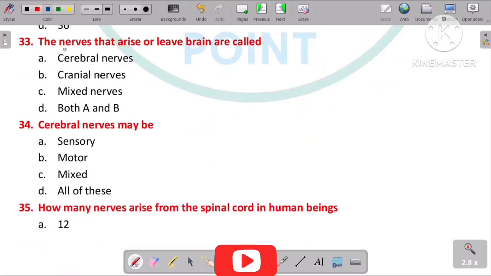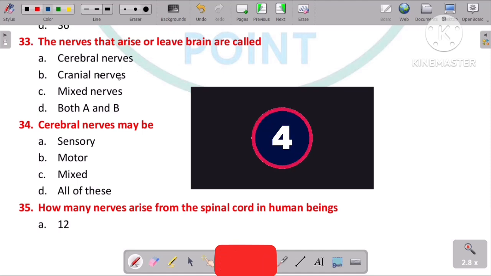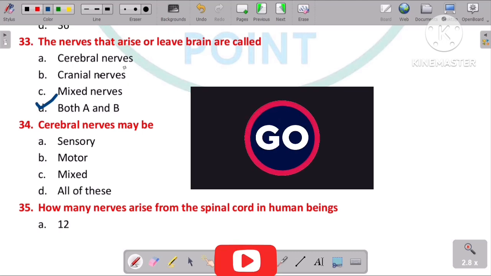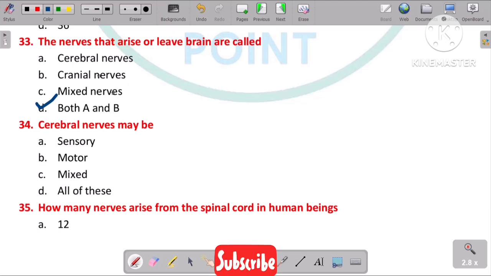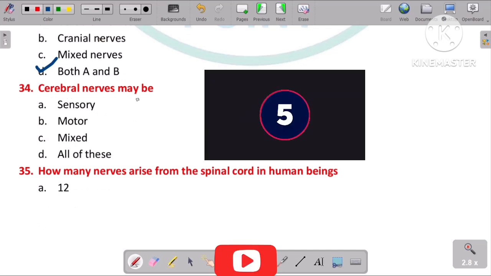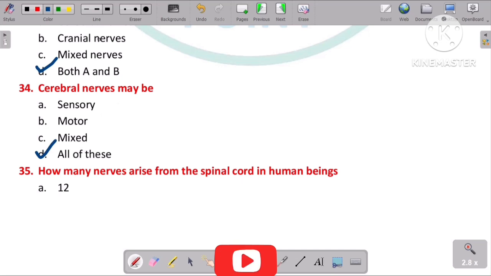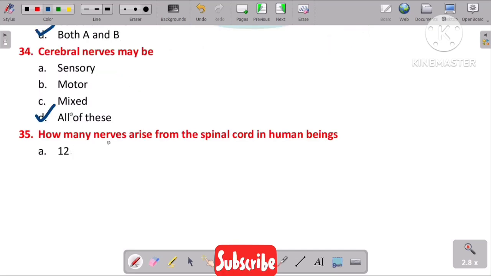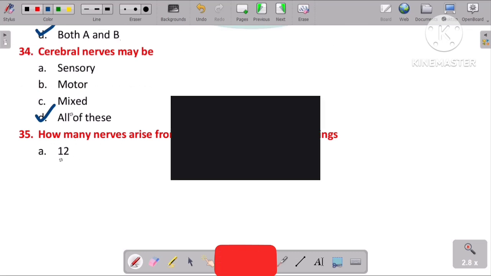So the next question is, the nerves that arise or leave the brain are called. The options are. So the right answer is option D, both A and B, cerebral or spinal or cranial nerves. So the next question is, cerebral nerves may be. So the right answer is option D, all of these. So the next question is, how many nerves arise from the spinal cord in human beings? So the options are.